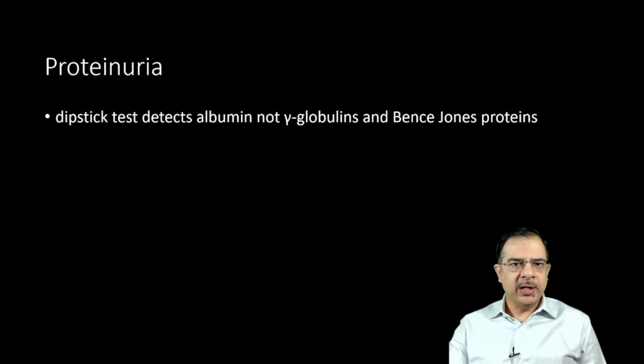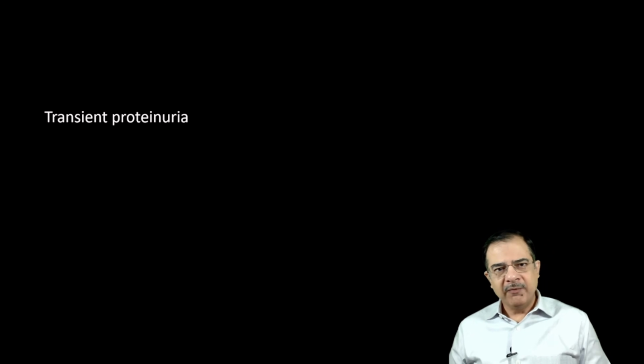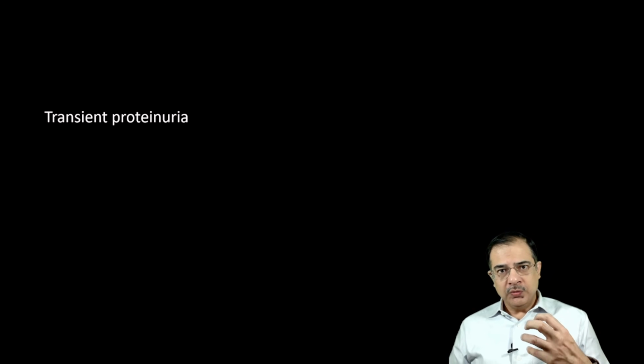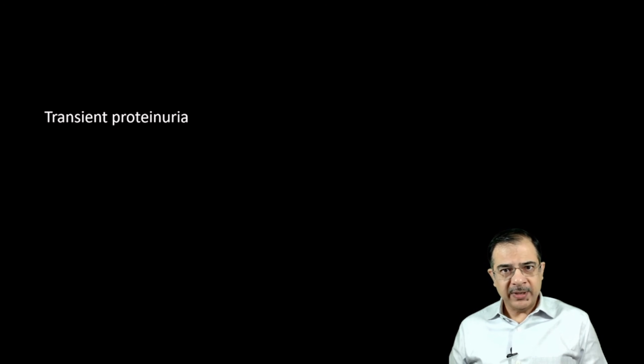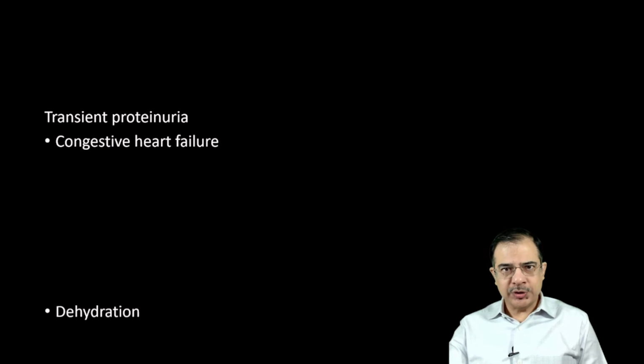Proteinuria. The dipstick detects albumin, not the other globulins and Bence Jones proteins. There can be two causes. One is transient proteinuria. So whenever you see proteinuria positive, you always think it can be a transient proteinuria or it can be a permanent proteinuria. Transient proteinuria can be because of CHF.